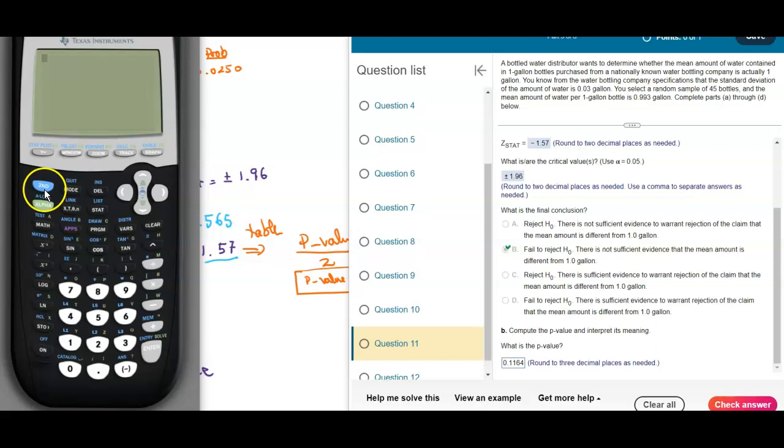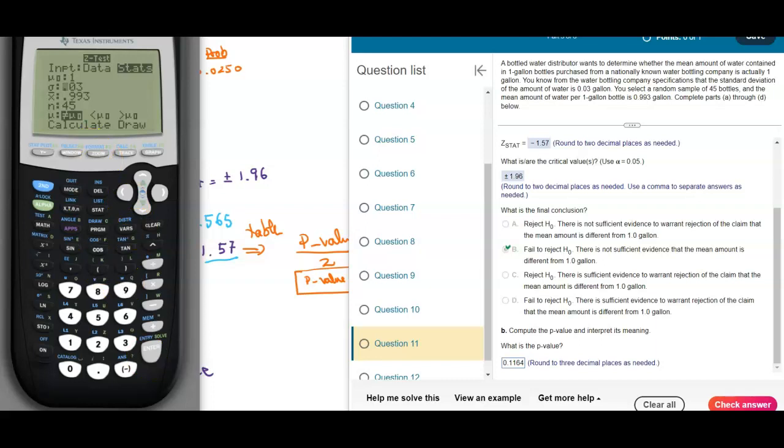So the calculator is equipped with a test. What you're going to do is go to Start first, then go to Tests, and then go to 1-Z-test. We are using the z-test, and enter. Here you're not going to enter the data because we have no data to enter. However, we have the stats instead. So you're going to enter here the mean, mu0, which is 1.